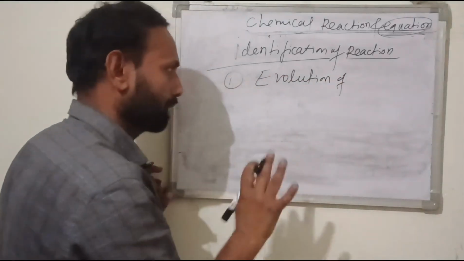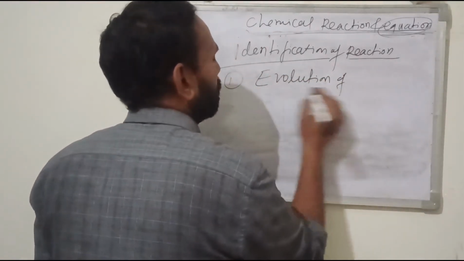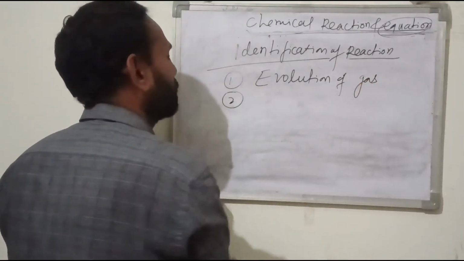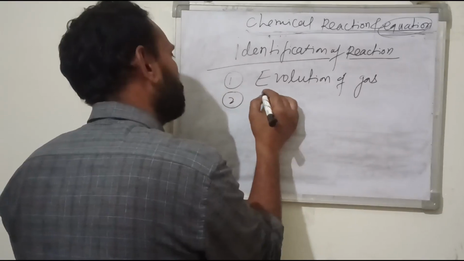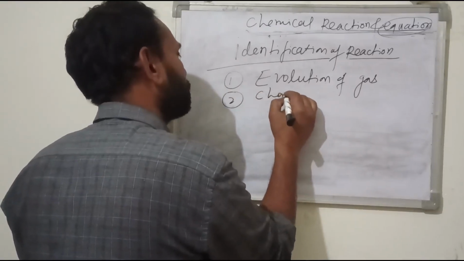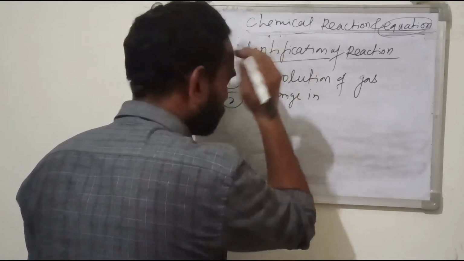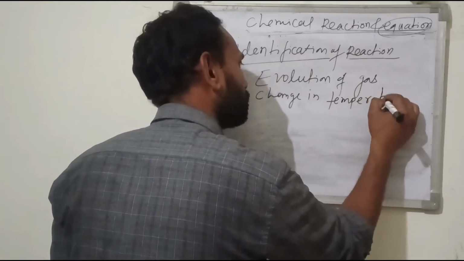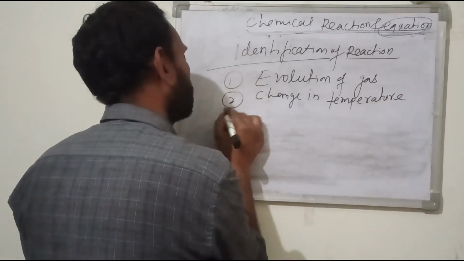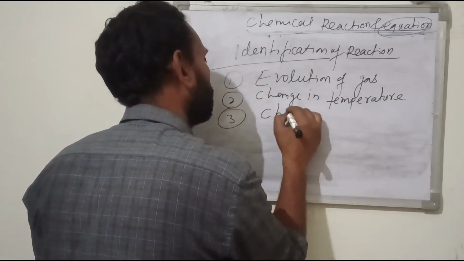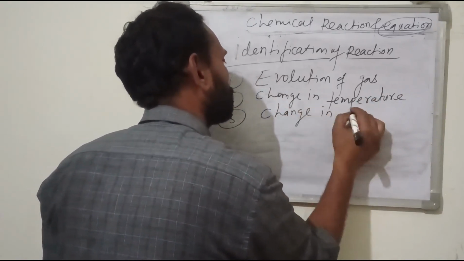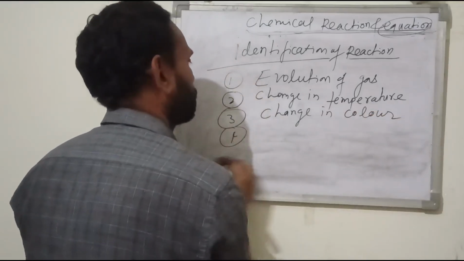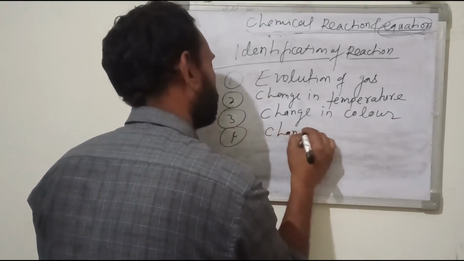Firstly, I am writing, after that I will explain it one by one. Evolution of gas. Okay, first point. Second is the change in temperature. Third is the change in color. Fourth is the change in state.